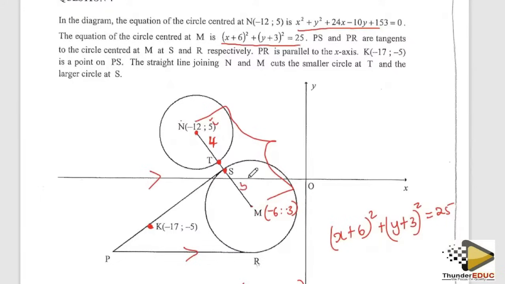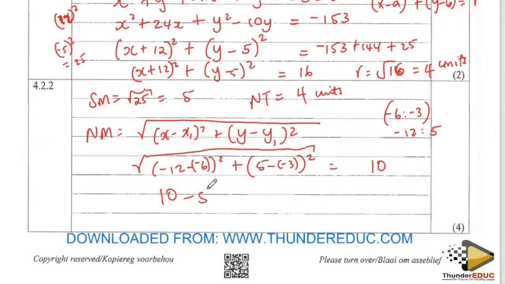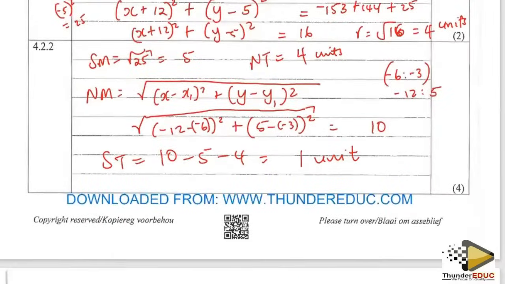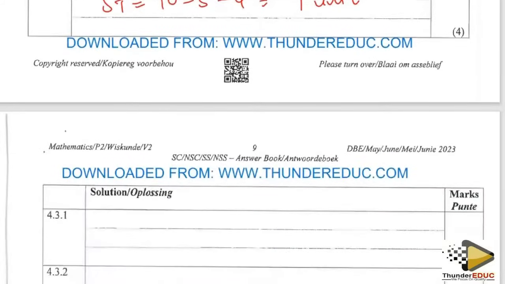But we say this is a 5, and then this is a 4. So what is left here? It's going to be 1 unit. So 10 minus 5 minus 4, which is 1 unit. So therefore, ST, is that what we are calling it? Yes. So ST is 1 unit. Then 4.3.